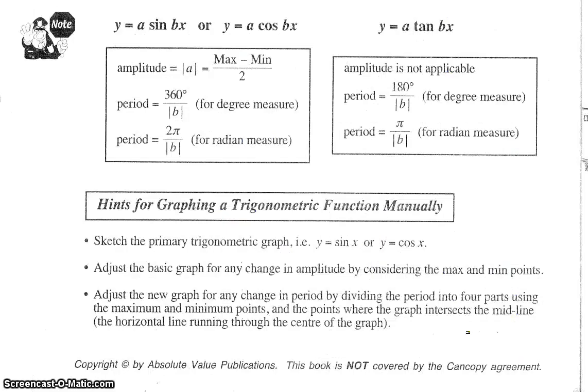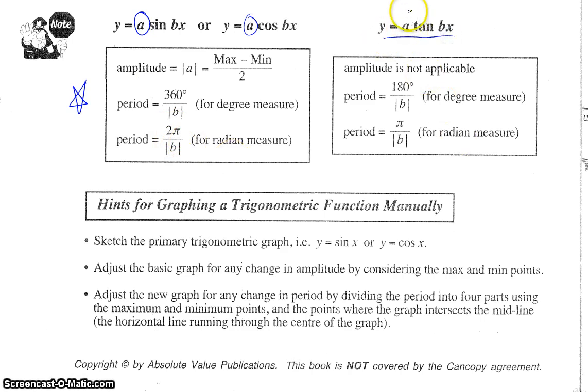Above this, they summarized what we just talked about, and here's where they put it in a table. Amplitude is the absolute value of a, the coefficient in front of our function, which you can find by taking your max minus your min from your graph and dividing by 2, right? There's your range, divide by 2. Period is 360 over the absolute value of b. Again, the negative does not affect it. It causes a reflection. Or we can do it in radians, 2 pi over b.